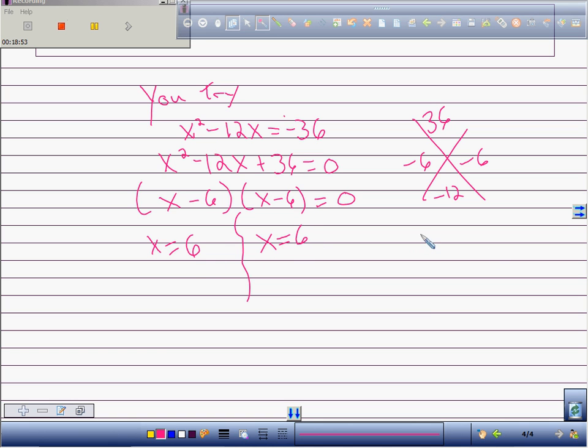If I were to graph this, just guess what? This is a parabola that exactly crosses the x-axis at one spot, which is 6. So if I were to graph this parabola, that's what I would get. Or you could write this as x minus 6 squared, if you want.